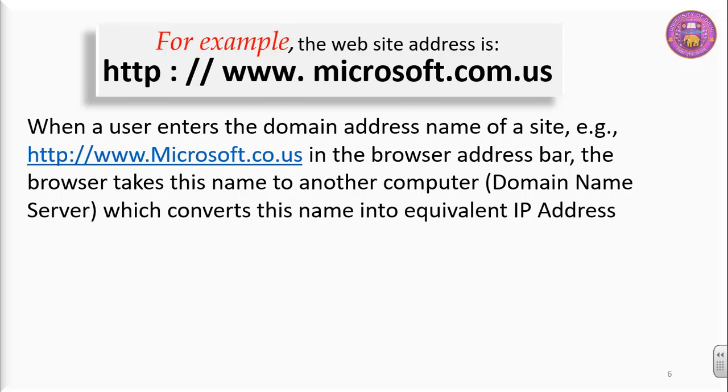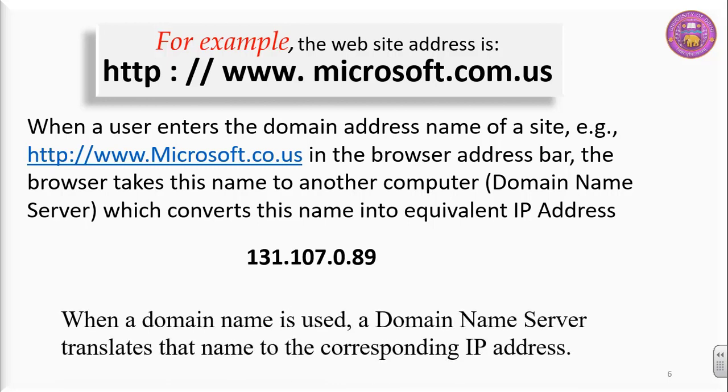When a user enters the domain address name of a site, for example, http://www.microsoft.com.us in the browser address bar, the browser takes this name to another computer, and that another computer is domain name server, which converts this name into equivalent IP address. IP address of Microsoft.com is 131.107.0.89. When a domain name is used, a domain name server translates that name to the corresponding IP address.